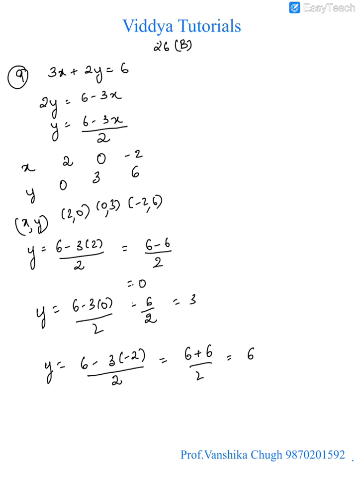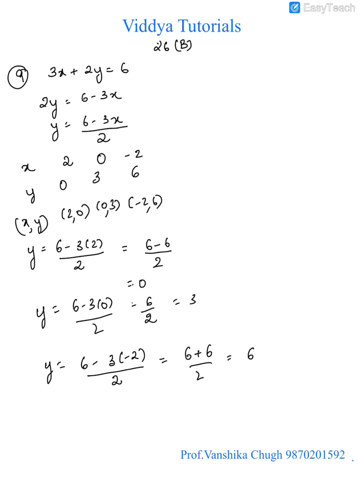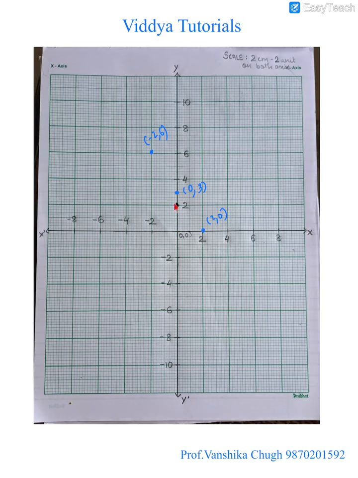So now we proceed on the graph paper. I have plotted the points over here. So the first one was 2, 0. So on the x-axis I have plotted 2, which is 2, 0, because the y coordinate is 0, so the point will lie on the x-axis. The second one was 0, 3. I have plotted 0, 3, so the x coordinate is 0, so the point lies on the y-axis. And the third one is minus 2, 6. So it is minus 2 on the x-axis and 6 on the y-axis. So this is my point minus 2, 6. So these are my 3 points plotted.